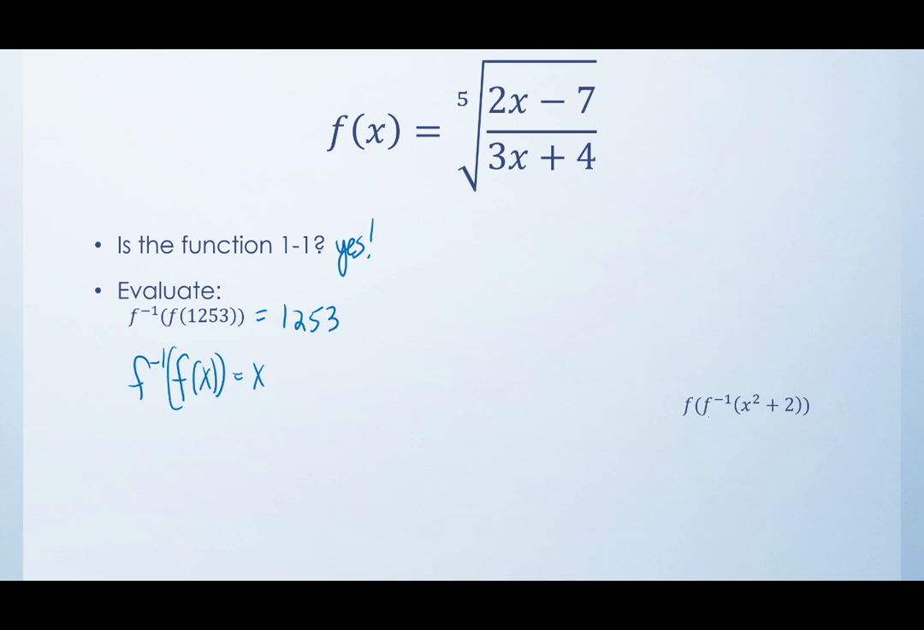And kind of same story on the other end, right? If I've got f of f inverse of x squared plus 2, because order didn't matter for this composition, we are just going to end up with whatever the input is, which in this case is x squared plus 2. Do not overthink these questions. I see a lot of students will actually try to find the inverse function and then compose the two to get the answer to this question when none of those steps are actually needed.